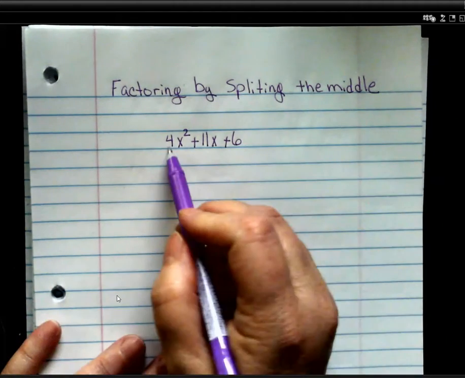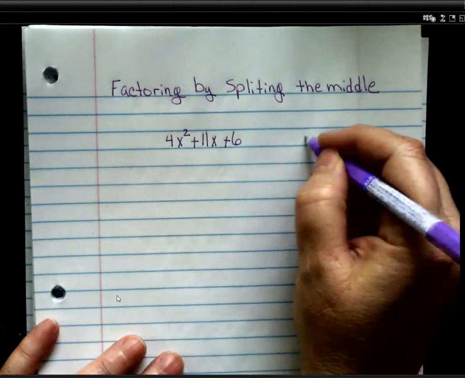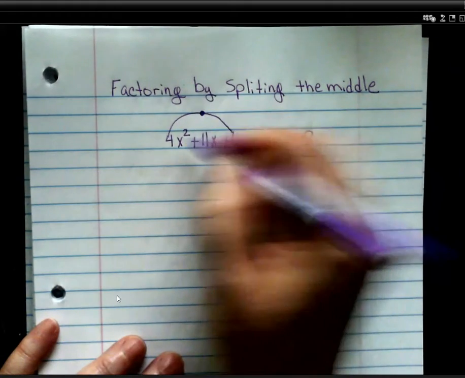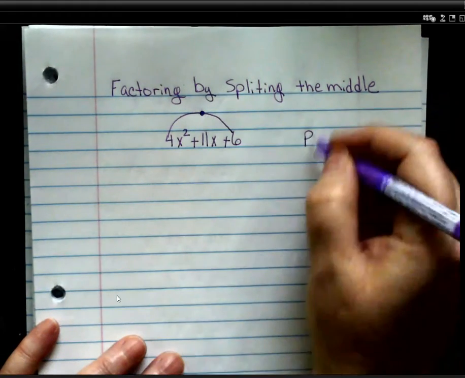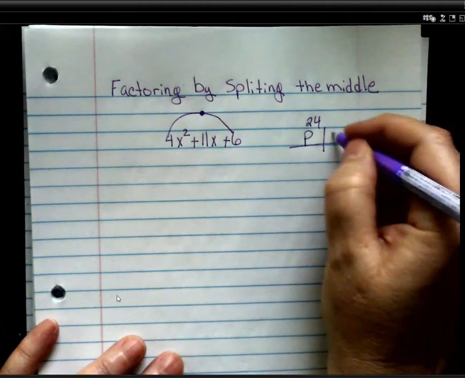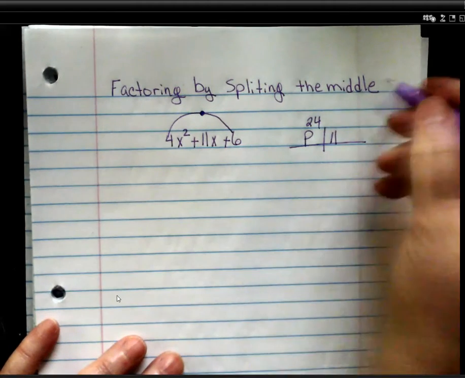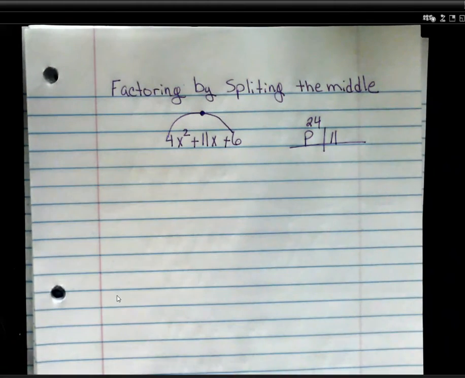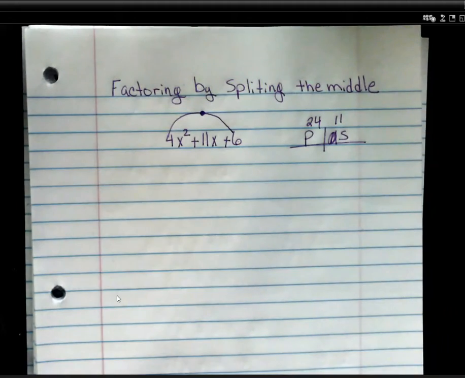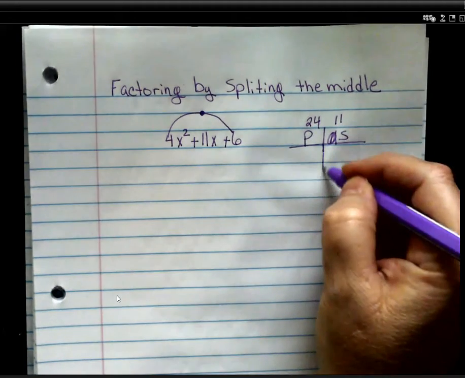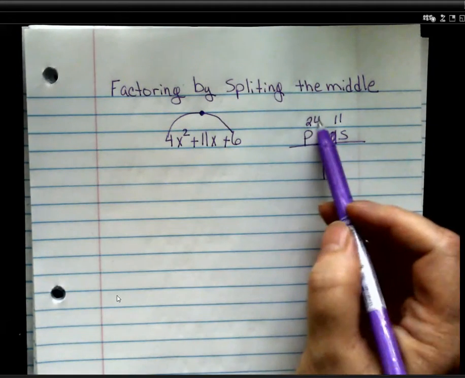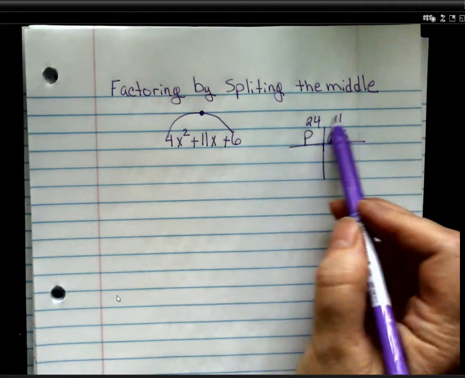When you have a number in front, your product is 4 times 6. So 4 times 6 is 24. And then my sum still is the middle term. It's 11. And that was written wrong. It should have been sum and 11. So now I'm doing the exact same thing. I need two numbers that are going to give me a product of 24 and a sum of 11.